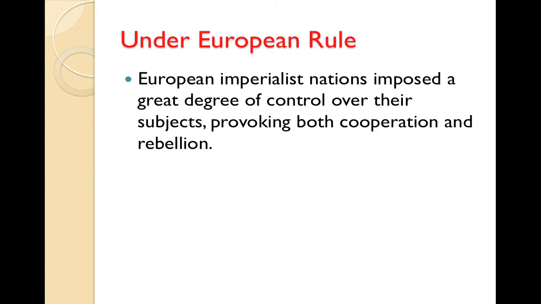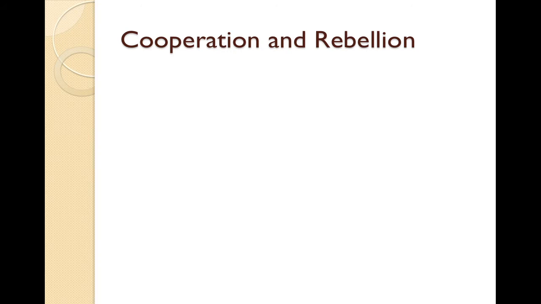European imperialist nations imposed a great degree of control over their subjects, provoking both cooperation and rebellion. There were some benefits to colonial rule, such as Western-style education and the chance for advancement. In many cases, European rule depended on local rulers as middlemen to enforce their policies. Thus, they created a ruling class made up of princes, emirs, and others who had incentive to cooperate with Europeans.